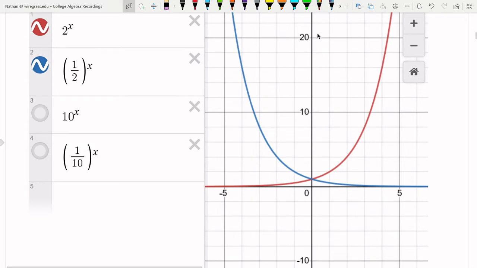If you were to just kind of flip it over this y-axis line, you can see that they have kind of the same shape.